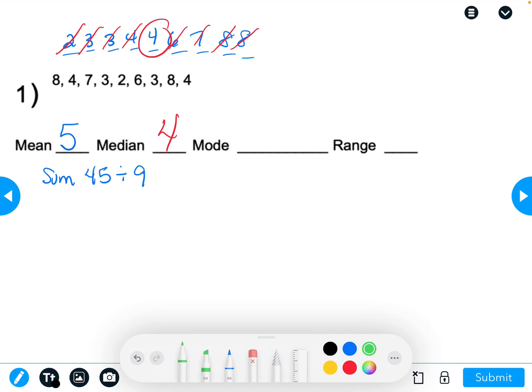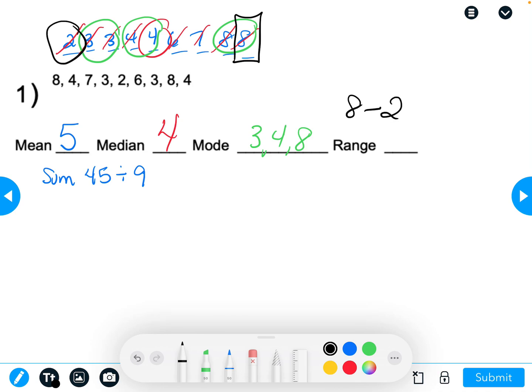In order to find the mode, we look for the most occurring number or numbers, if there are any. And in this case, we have a 3, a 4, and an 8. So all three of them occur twice. And lastly, we have our range, the difference between our maximum, in this case 8, minus our minimum, which is 2, which gives us a range of 6. We'll get to MAD a little bit later.